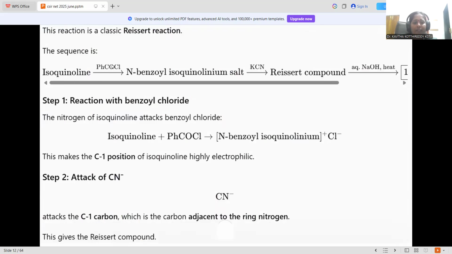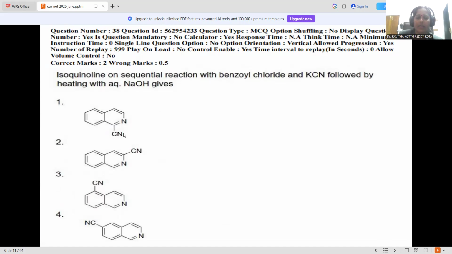Isoquinoline upon reacting with benzoyl chloride, obviously there is a nitrogen, so benzoylation takes place, and benzoyl isoquinolinium salt formation takes place. Whenever potassium nitrile is added over the salt, the Reissert reaction, the named reaction we just discussed, takes place, and aqueous sodium hydroxide is able to remove this N-benzoyl group, and subsequently you can achieve compound number 1. Compound number 1 is provided here. So 1-cyano isoquinoline could be the correct answer.